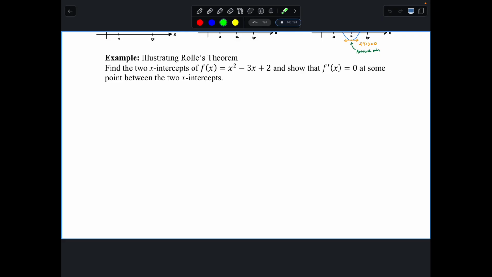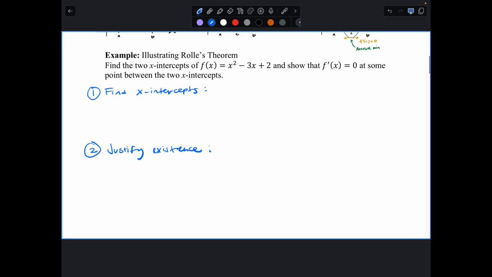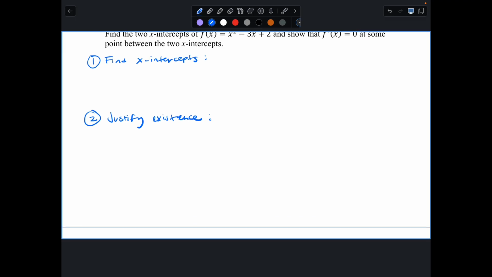So I'm going to break this into 3 steps. The first step is we are going to find the x-intercepts. Then we are going to justify the existence of a horizontal tangent line on the open interval. So justify looking for that horizontal tangent line. And then the third part is we're going to find all the values.